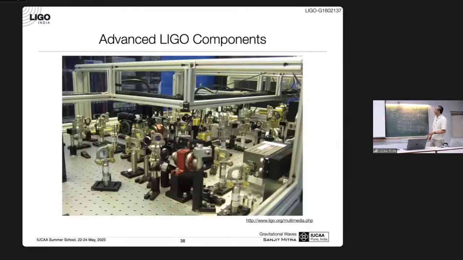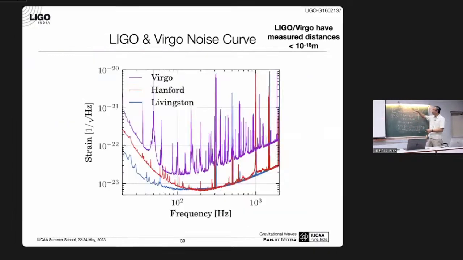Okay. And this is the LIGO optics. It looks pretty straightforward, as you can see. This is just one part of it. This was somewhat older. These are the kind of sensitivity curves that you get. Okay. But I don't think I have that plot. Yeah, I will stop here.